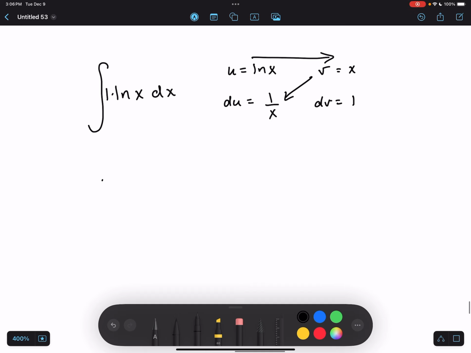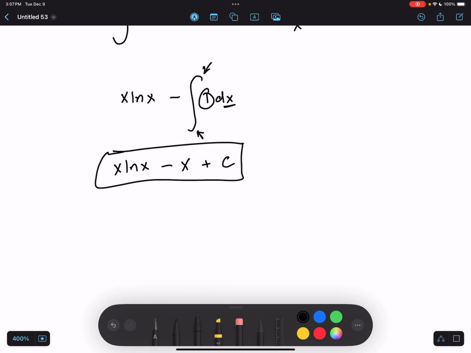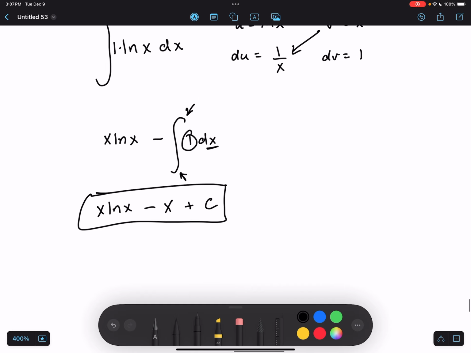So we go x ln x, that's going across that way, minus the integral of x over x, which is 1 with respect to x. And then we solve that integral, we get x ln x minus the integral of 1 with respect to x, which is simply x. And because this is an indefinite integral, there are no bounds, we must simply remember to add that constant at the end. So this is your solution for the integral of the natural log of x.